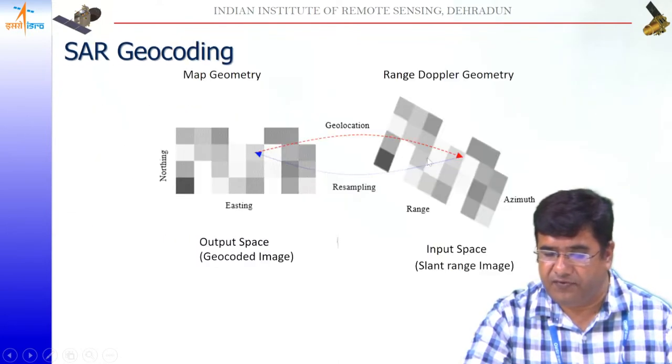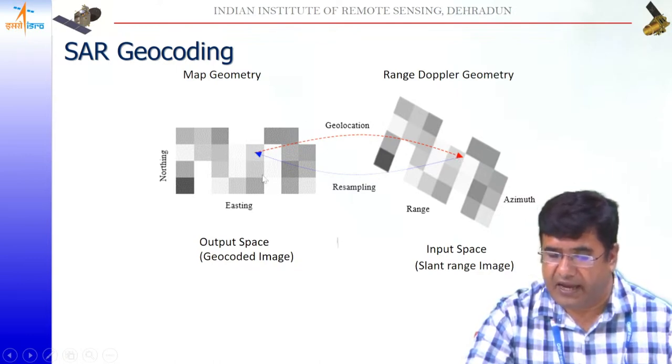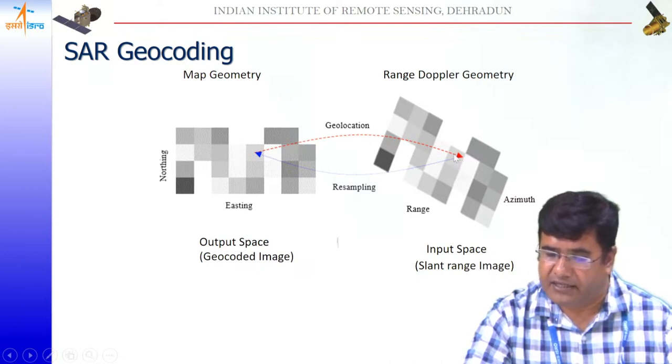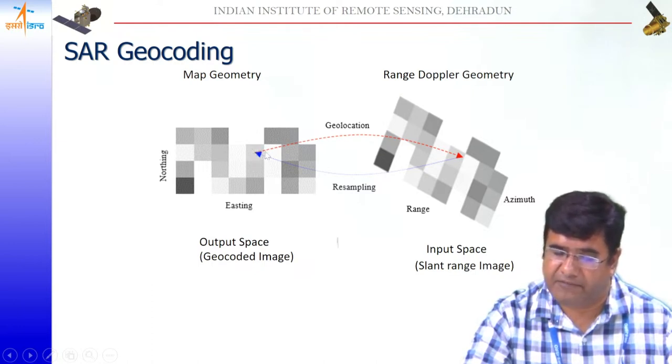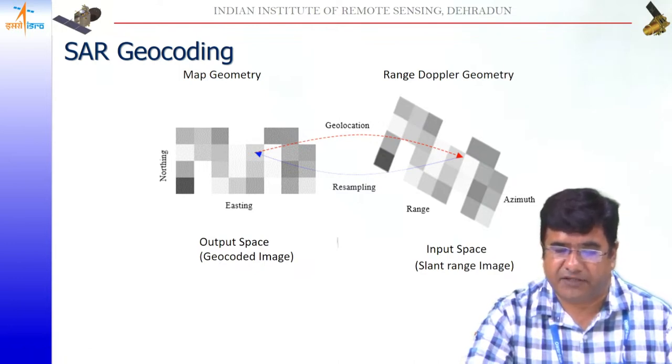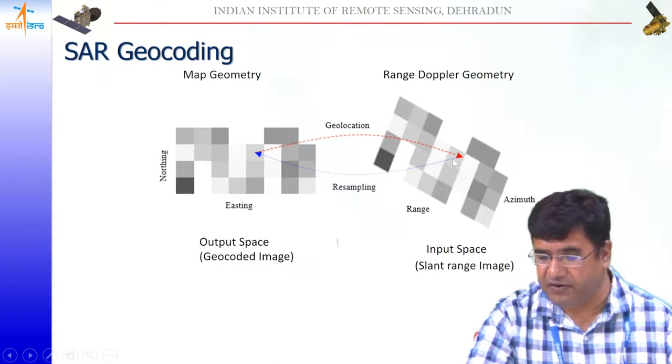Then we put the pixel here and do some resampling, like nearest neighbor or cubic convolution, to write the data. When we do the mapping, the input is an integer number, but the output cannot be an integer, it can be a decimal value. So for mapping the decimal values, we can use any interpolation method, like nearest neighbor or cubic convolution, for converting the slant range to the geocoded products. This is the basic principle of SAR geocoding: we convert the image from slant range geometry to the map geometry.